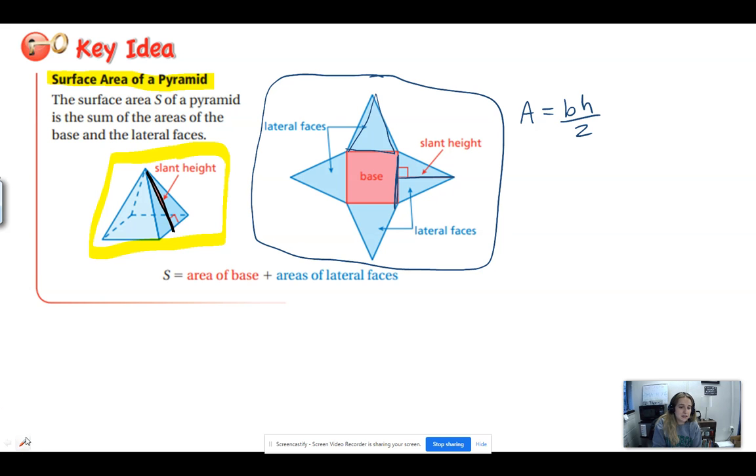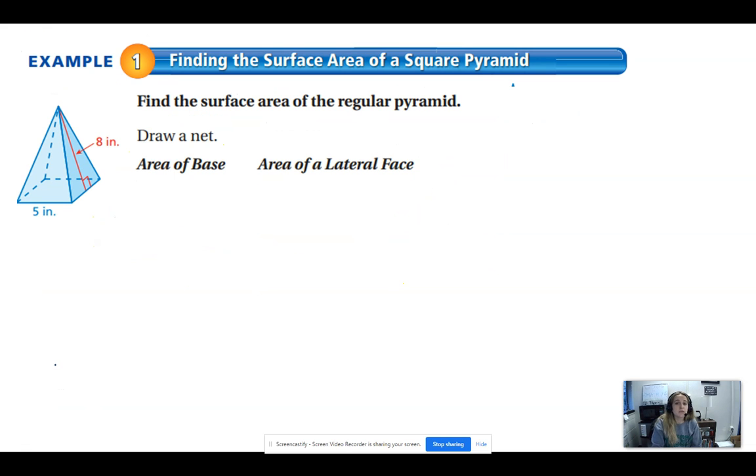So the last thing I want you to write down on this slide is the surface area equals the area of the base, and this time there's only one base right here, plus the area of the lateral faces, and there's typically 4 of them. Okay, so let's move on and look at an example. Finding the surface area of a square pyramid. Find the surface area of this regular pyramid.